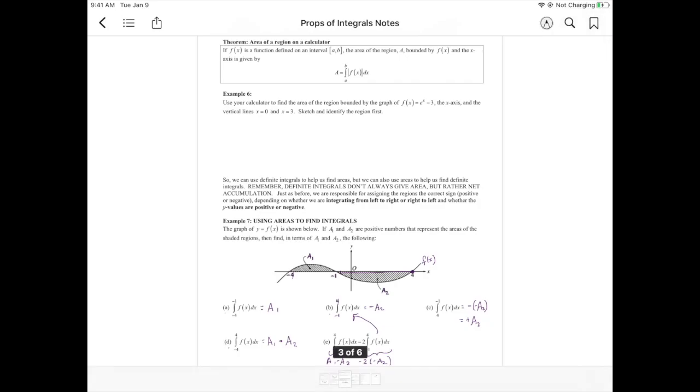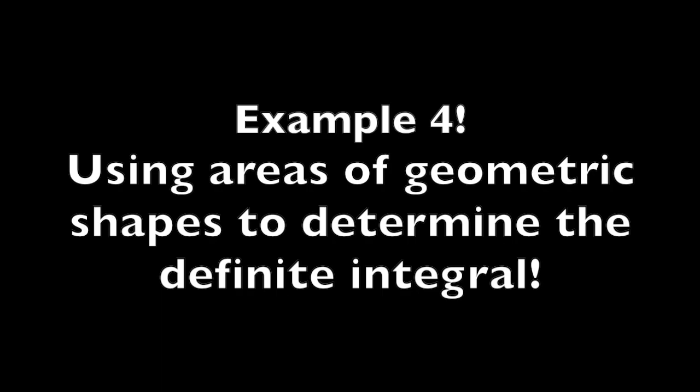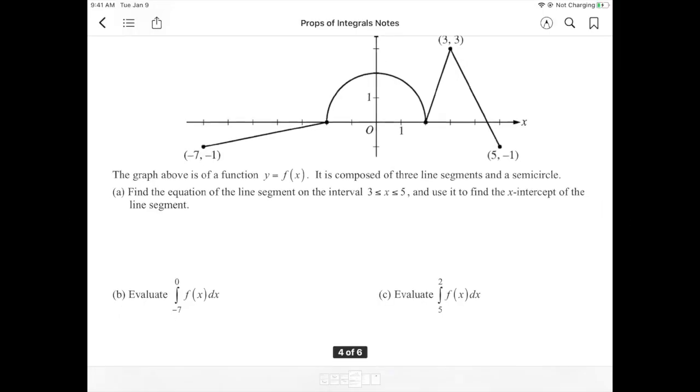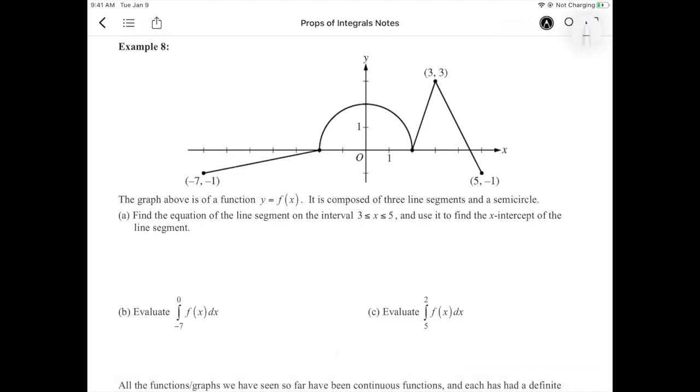Okay. Let's flip the page. There's a couple more examples. So in this example, we have another interesting graph. I noticed that it specifies it's composed of 3 line segments and a semicircle. That is just to make really clear that these are geometric shapes that you are able to take the area of. So it's really specifying this is just a semicircle. You know the area of a circle, or you should know the area of a circle. And so we can find these areas no problem.